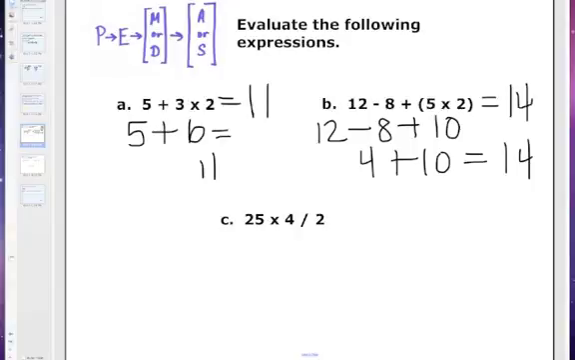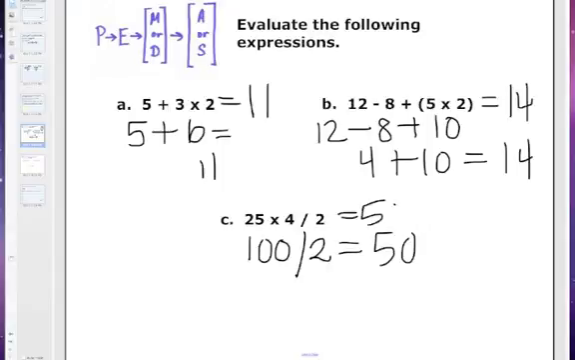The next one, I have no parentheses, I have no exponents, but I have both multiplication and division. The order of operations says I work from left to right. So I'm going to solve the multiplication part first. 25 times 4 is 100. I bring down the rest of the expression, and now that I'm just down to one operation of division, I can move forward. 100 divided by 2 is 50. This expression is evaluated to be 50.